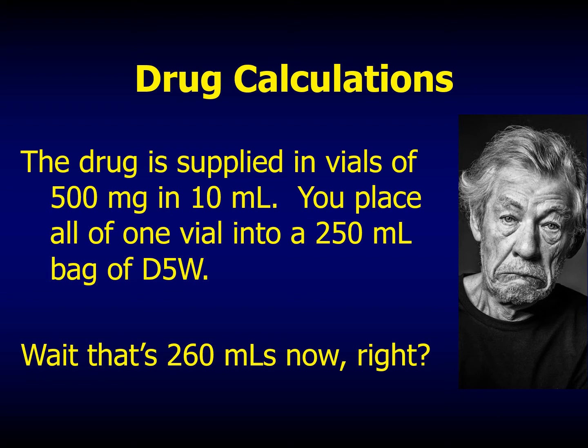So if you add 10 mils to a 250 bag, to do this calculation, you need to do it with 250 mils plugged into it. So best practice in this circumstance is to withdraw 10 mils out of that bag first. Withdraw 10 mils of saline, because you're going to put in 10 mils of your drug. And so you'll still have a total volume of 250 mils.